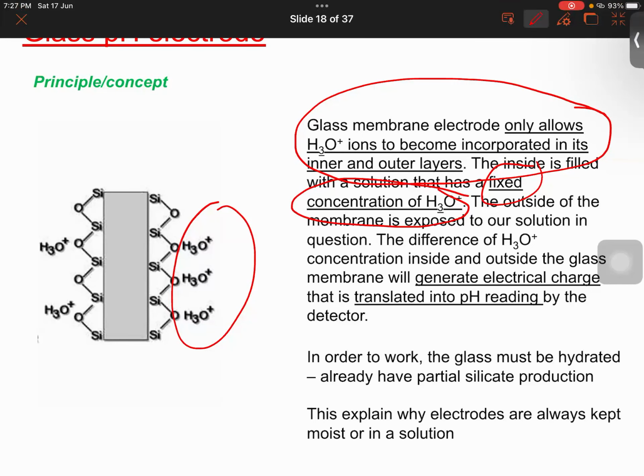Okay, so the difference of the concentration of H plus inside and outside the glass will generate a potential difference. Okay, so that's what we are focusing on. Okay, and this is translated into pH reading. So when we have a bigger difference of concentration of H plus, it means that more potential is generated, and in that case we can translate it into pH 1, 2, 3, and so on.